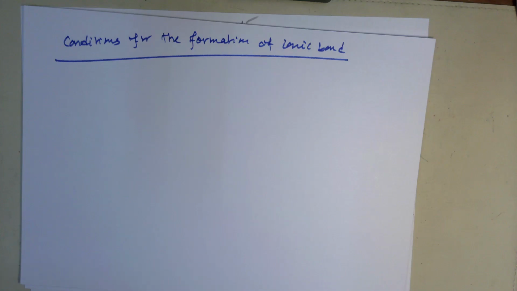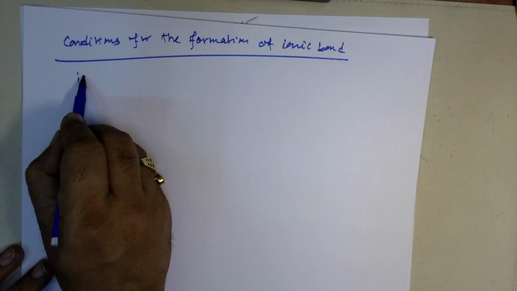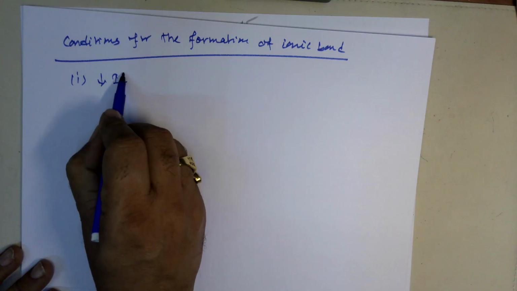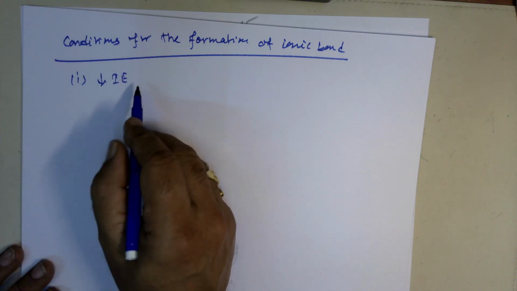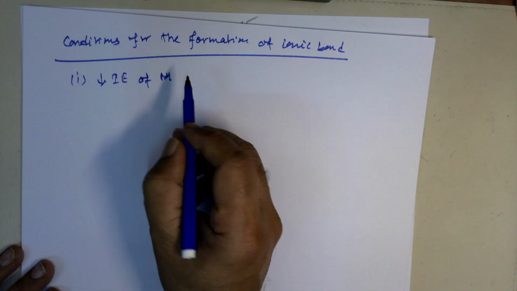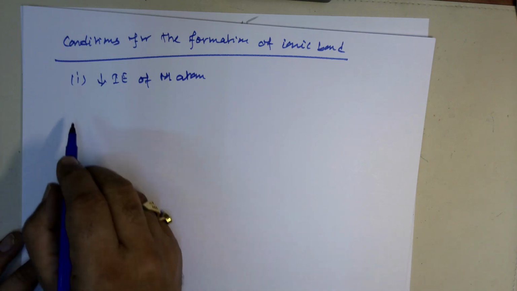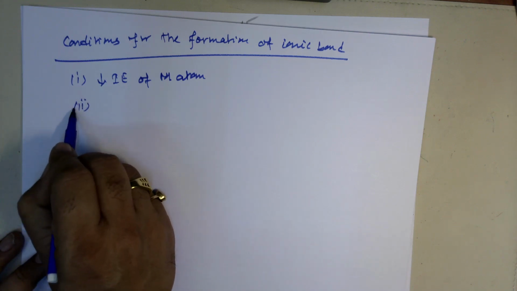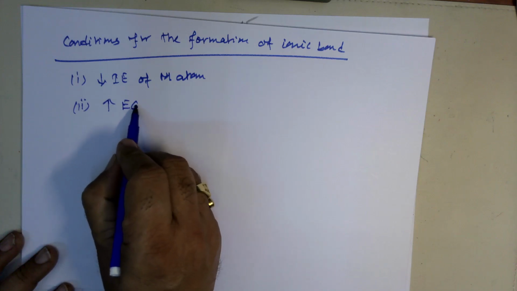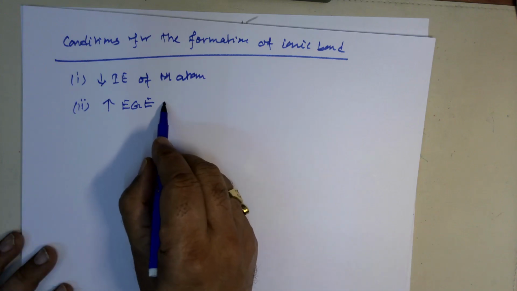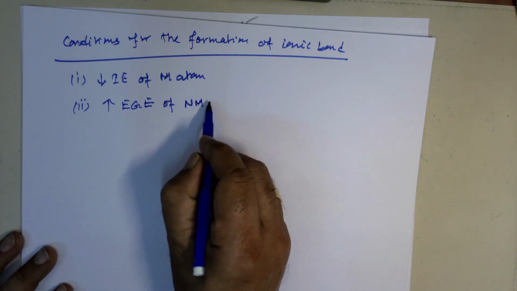So let us list the conditions. There are 4 important conditions. Take down. First, low ionization energy of metal atom. Second, high electron gain enthalpy. EG means high electron gain enthalpy of non-metal atom.